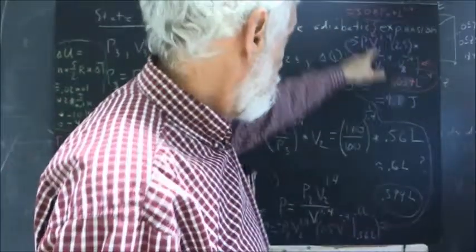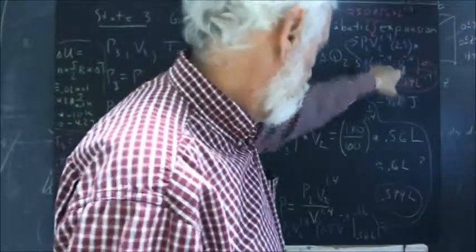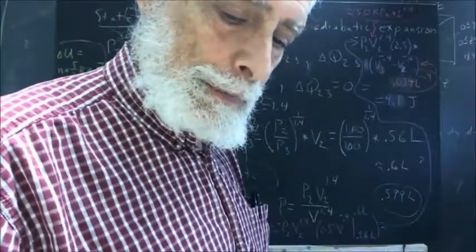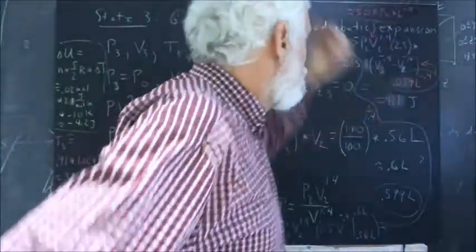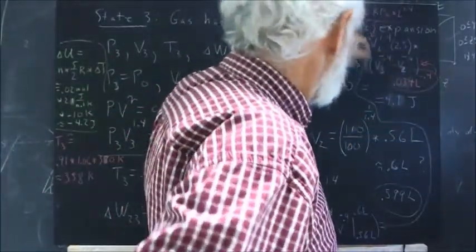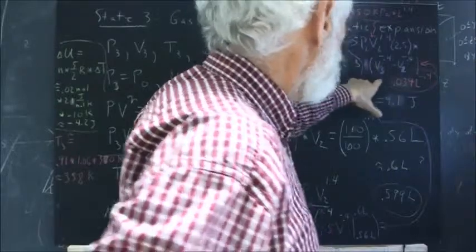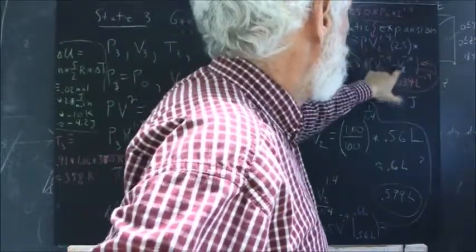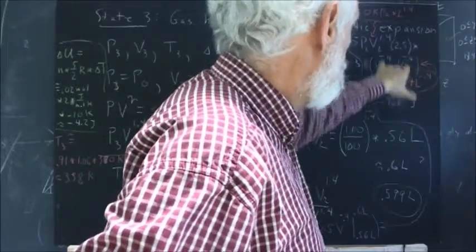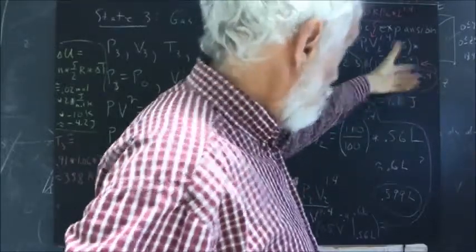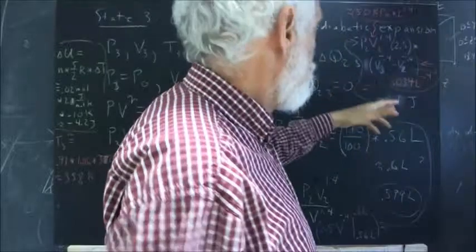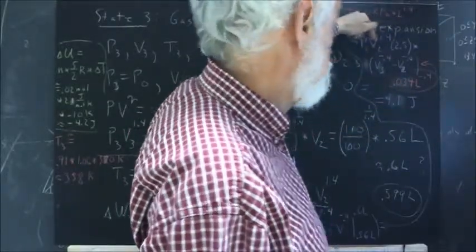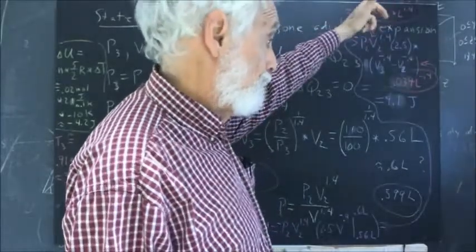But I'm just rewriting, except I'm using the V3 and V2 instead of the 0.56 liter and the 0.6 liter, just to illustrate these expressions. Okay, so we have volume to the negative 0.4, volume to the negative 0.4. The difference is going to be volume to the negative 0.4, which is multiplied by volume to the 1.4, giving you just a volume to the 1. Okay.